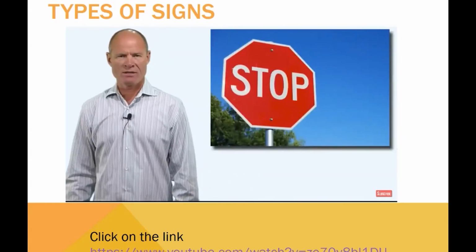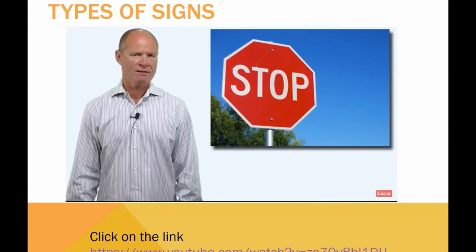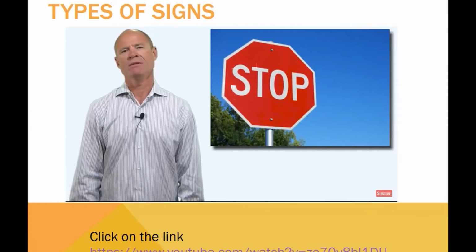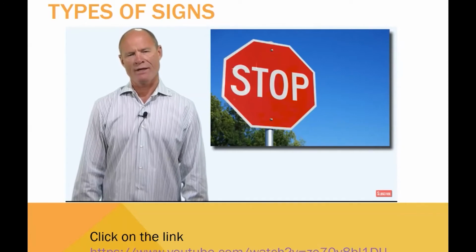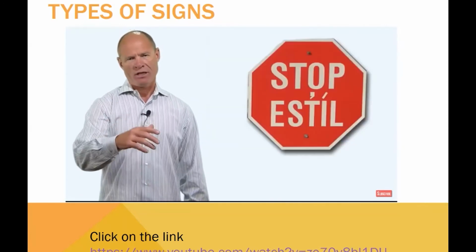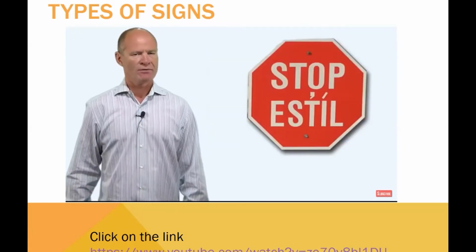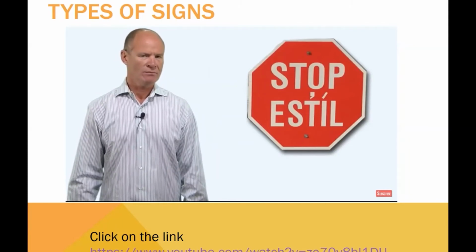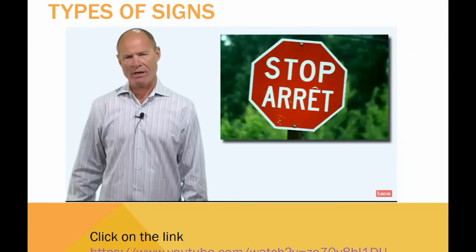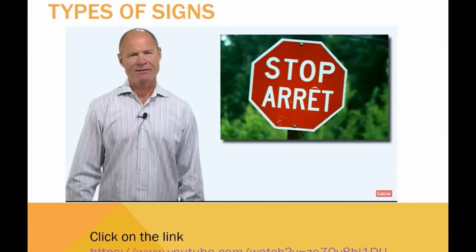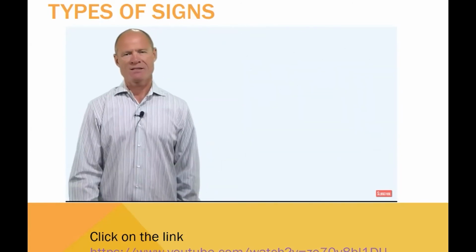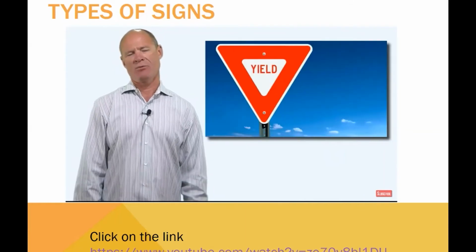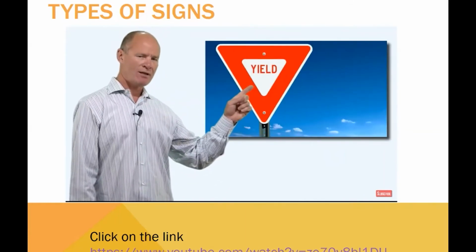First and foremost, stop signs are octagon, 8-sided, very prominent. They have a white border, red backgrounds, and the letters STOP written in white on them. If you're on a native reserve, they might be in the language of the native reserve you're on. Or if you're in Quebec, they'll be in French, arrête, which means to stop, as you can see here in the image.